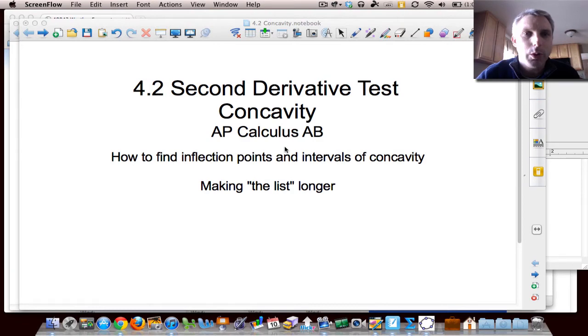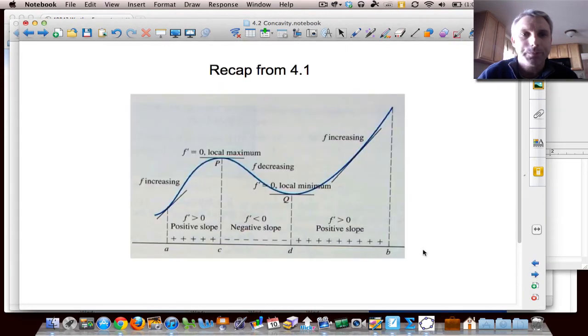Alright, we're going to talk 4.2 today, and we're going to talk about the second derivative test, which lets us know about the concavity of the graph. So we're going to talk about inflection points, intervals of concavity, and sad to say, but we're going to make the list longer. Up until now, we've been talking about increasing, decreasing, local maxes and mins, absolute maxes and mins, and we're going to take it a little bit further today as we build the graph.